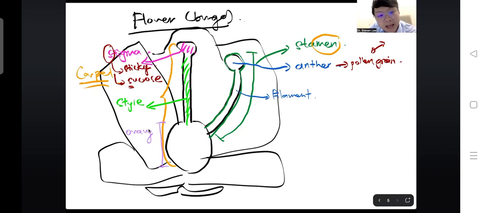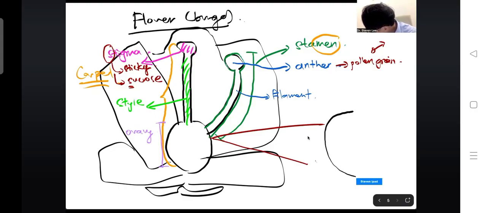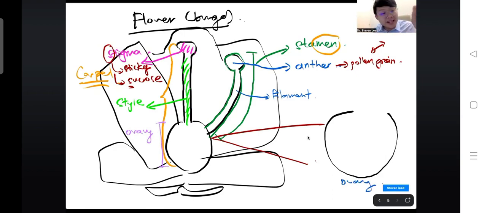Let me enlarge the ovary and show you what is inside it. This is pretty important, I think you need to know about this. Let's zoom in. Inside the ovary, there is something called the ovule.